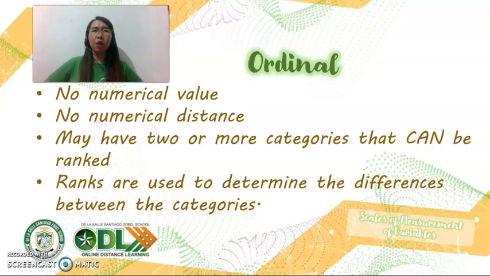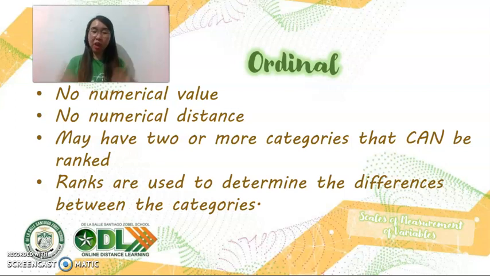And so let's say, which one is first, the president or the vice president? Of course, you cannot designate a particular numerical value between the president and the vice president, but you know that the first one is higher than the other. Do you get what I mean? So that's the ordinal variable. It can be ranked, but there's no numerical difference or numerical value.